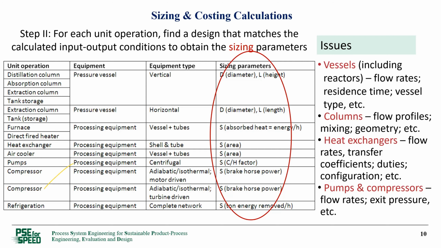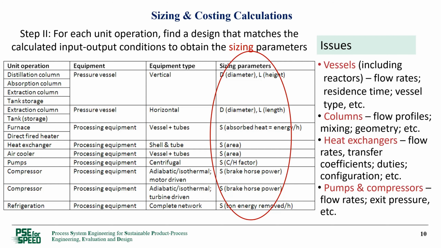Columns, the column profile: what is the vapor flow rate inside the column, what is the liquid flow rate inside the column, how much mixing is taking place, what kind of geometry do we have, a plate column or a stage column. All these things will influence the flow rate within the column and therefore the diameter and length. Heat exchangers, again, the flow rates are important, the transfer coefficients, the duties, configuration, pumps, exit flow, exit pressure, flow rate. So all of these are very important and they will affect the cost calculations.